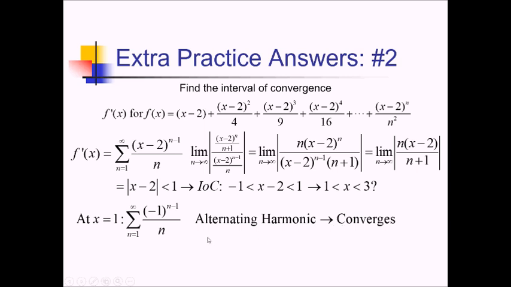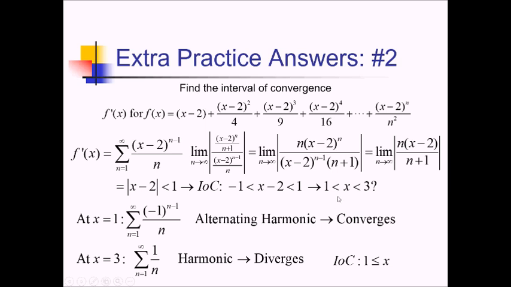And if we plug 3 into the derivative here, 3 minus 2 is 1, and 1 to the n minus 1 is all just 1, so we have 1 over n. That is the harmonic series, which we know diverges. So at the end of the day then, we have 1 less than or equal to x because we converged at 1, and then just less than 3 because we diverged at 3.